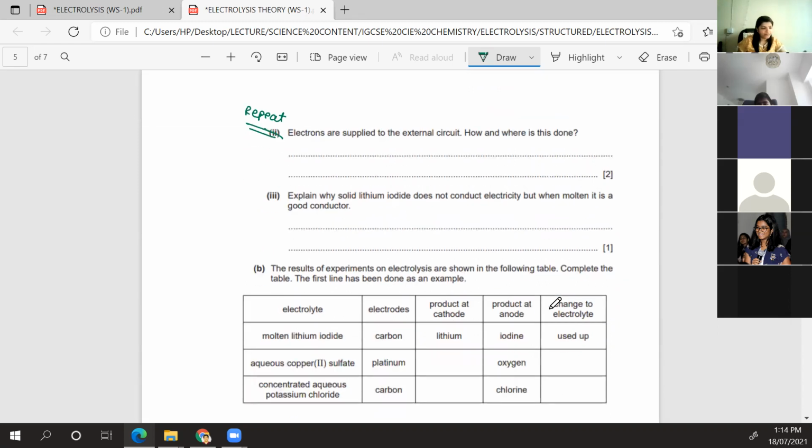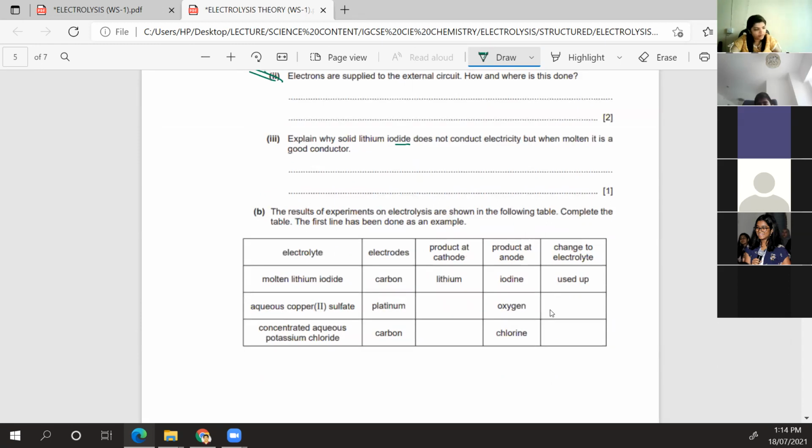Third one. Explain why solid lithium iodide does not conduct electricity, but when molten, it is a good conductor. So again, it's a question like the first one, which we have done. In solid, there is no formation of ions, so no conduction of electricity. In solid, there is no formation of ions, and ions cannot conduct electricity. There is no movement.